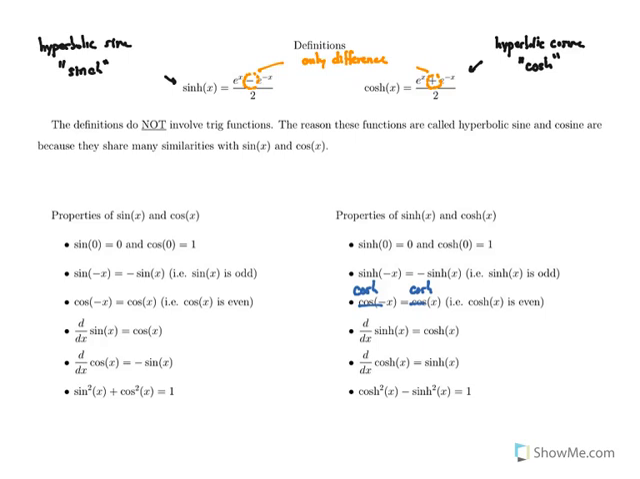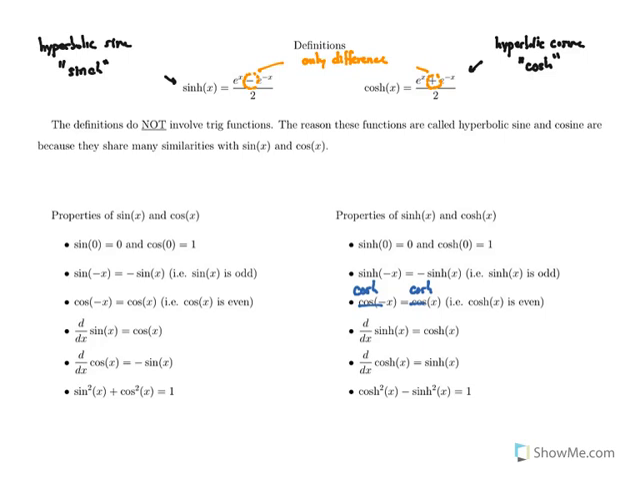And then finally, we're going to think about the Pythagorean identity. Sine squared plus cosine squared equals 1. When we think about hyperbolic sine and hyperbolic cosine, there is a similar identity. This time it's going to be cosh squared of x minus sinh squared of x equals 1. So this is the reason why they're called hyperbolic sine and cosine, is because there's obviously a very strong relationship to those functions, but the functions themselves are only defined to be something with exponential functions.